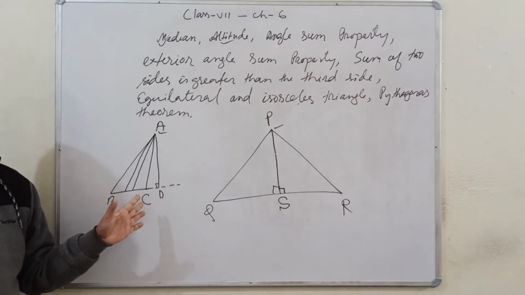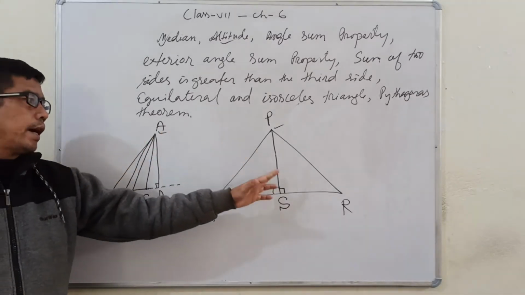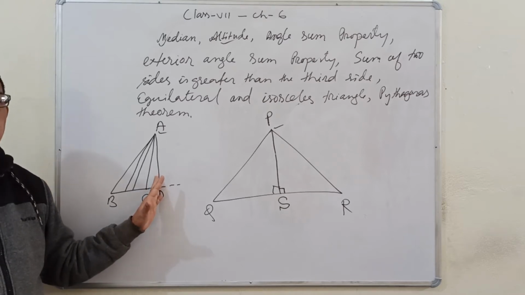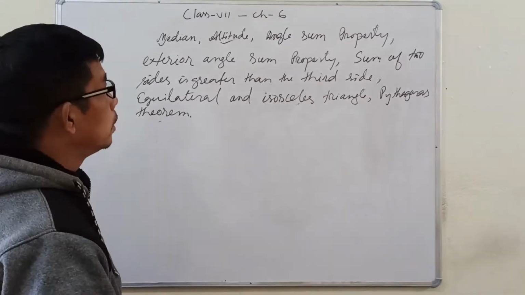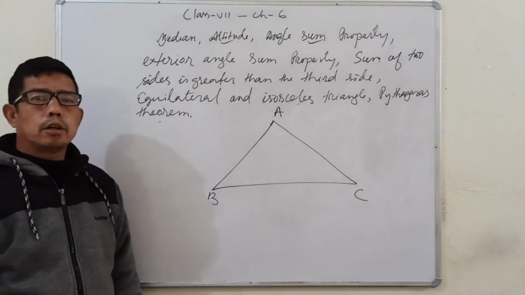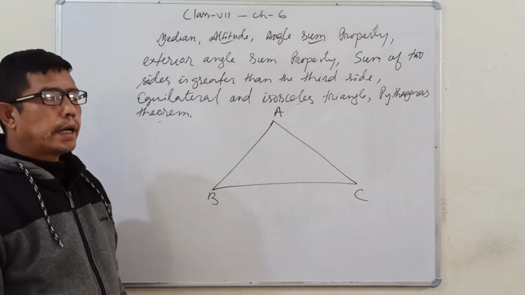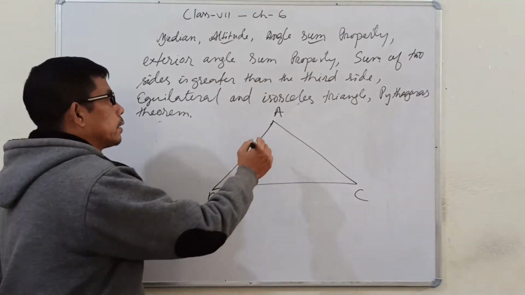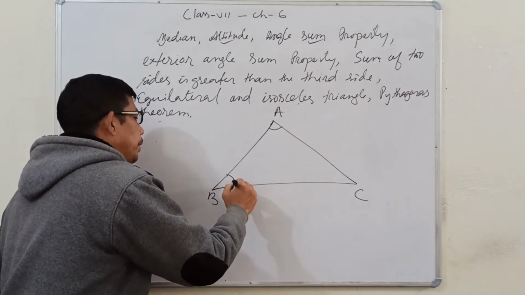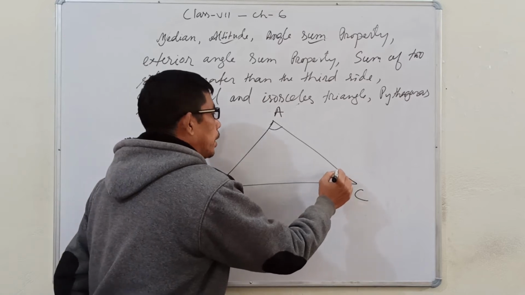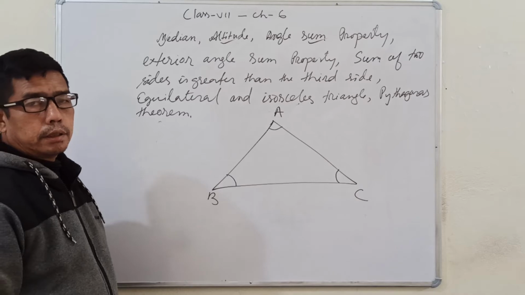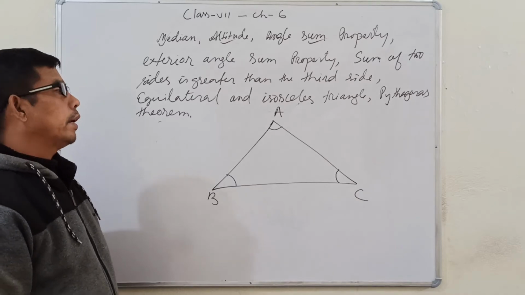So altitude of a triangle can be inside the triangle or outside the triangle, depending on the type of the triangle. Next, let's come to angle sum property. By angle sum property of a triangle, it means that the measure of angle A plus measure of angle B plus measure of angle C, will always be 180 degree. It should be actually equal to 180 degree.